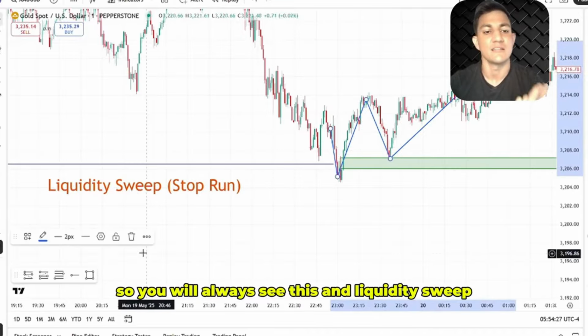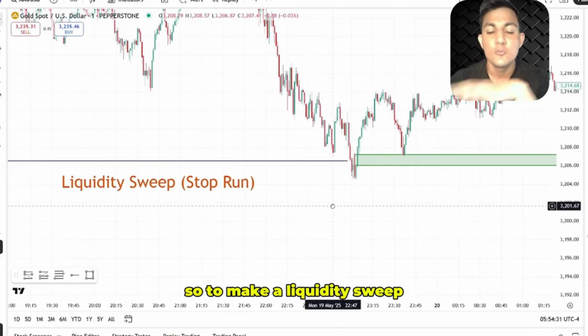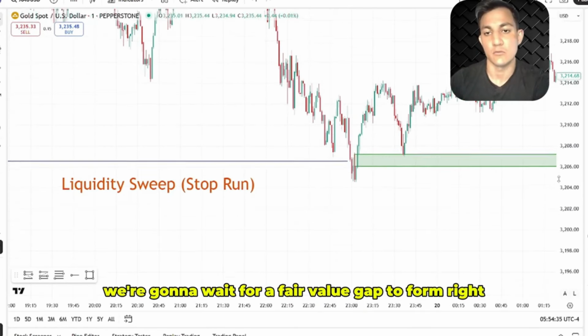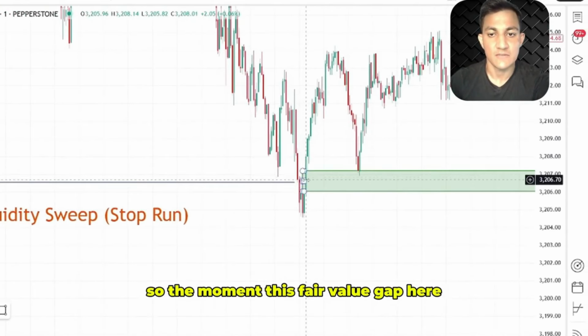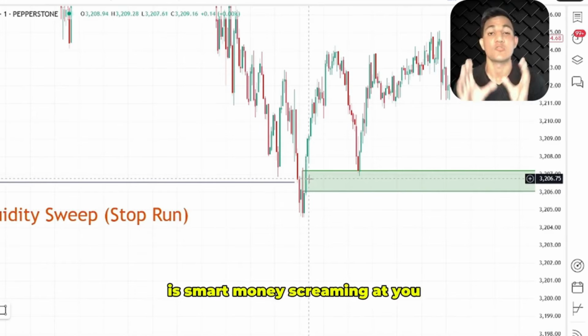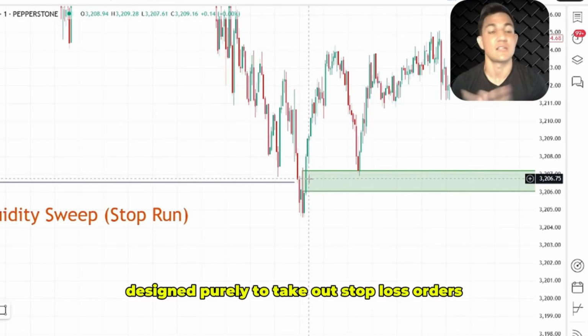So you will always see this liquidity sweep, fair value gap in the opposite direction. To make a liquidity sweep high probability, we're going to wait for a fair value gap to form, right? The moment this fair value gap that I've marked out for you forms, that right there is smart money screaming at you that this is a liquidity sweep. It's a fake move designed purely to take out stop loss orders.